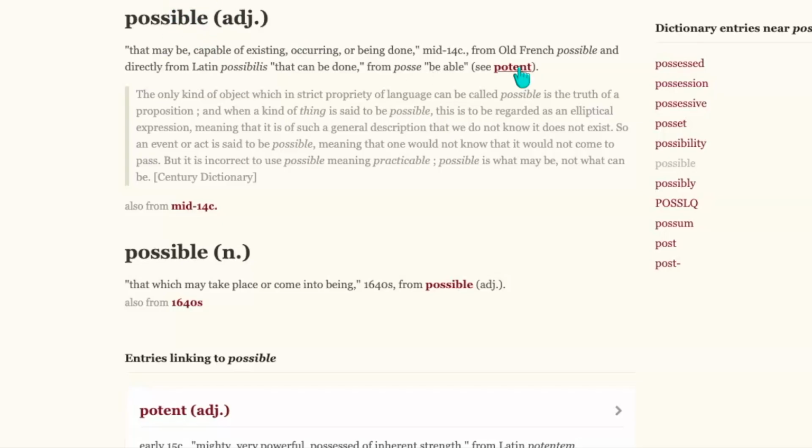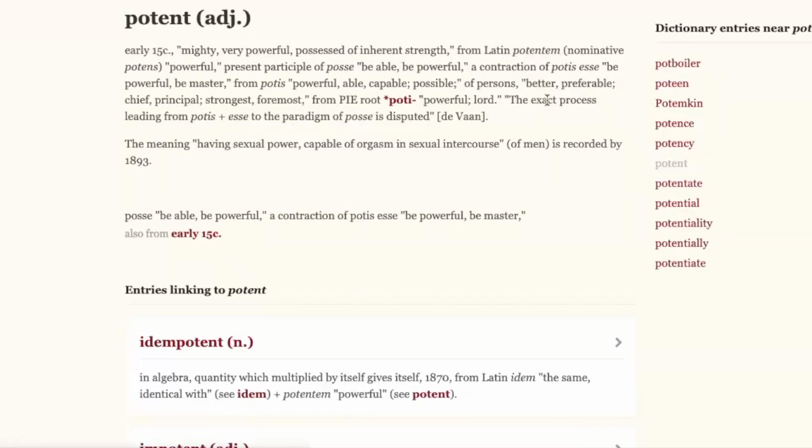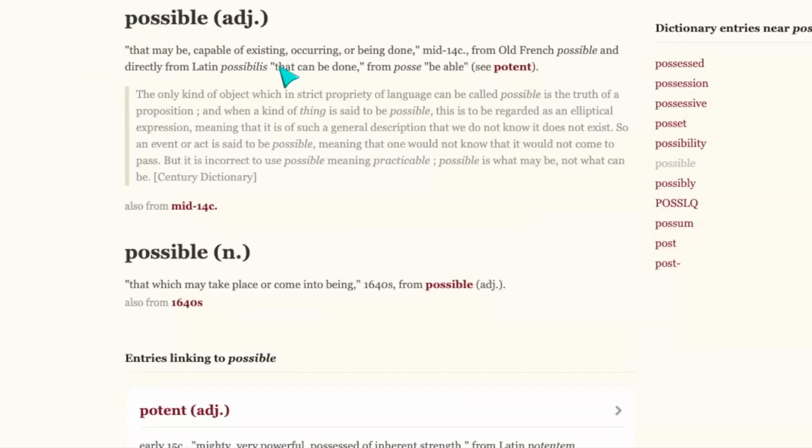But it's connected to potent, right? Yeah, that's interesting. Powerful. Potens. Potus. Well, to be able is to be powerful, right? To have power. Interesting. Okay, I'm going to go back here.